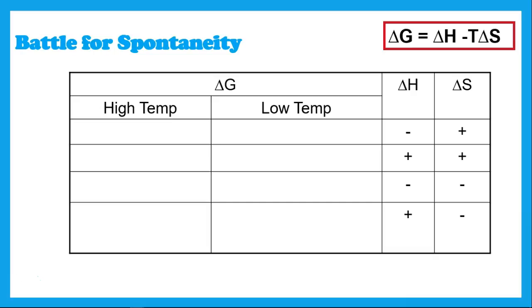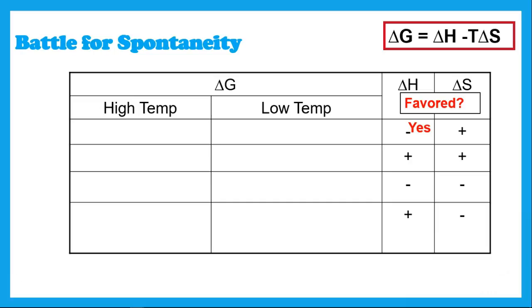Alright, so first thing we're going to do is look at delta H and delta S and determine whether that is favored by the universe. So, a delta H being negative, is that favored by the universe? Yes or no? An exothermic reaction is favored by the universe. So you're going to write yes right there.